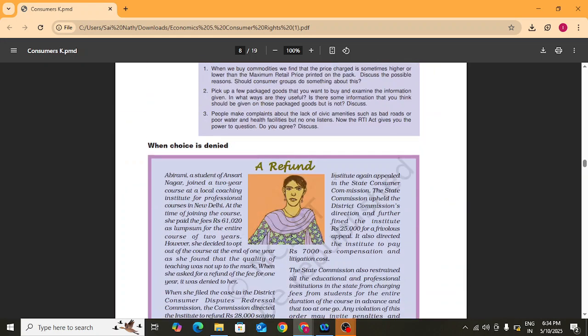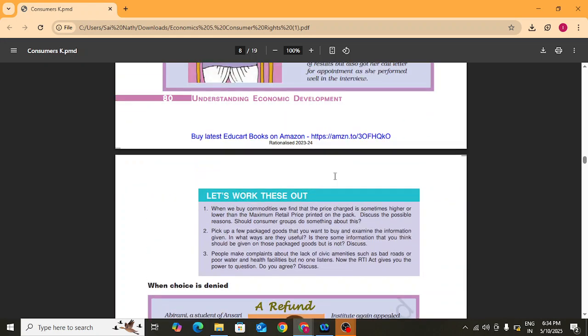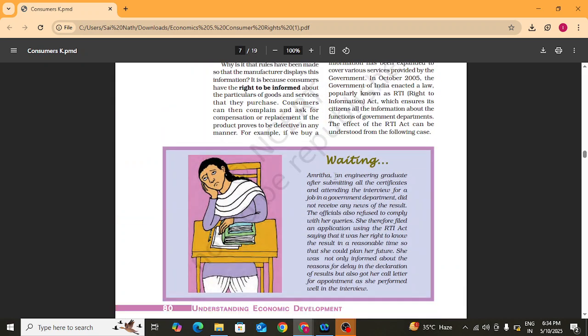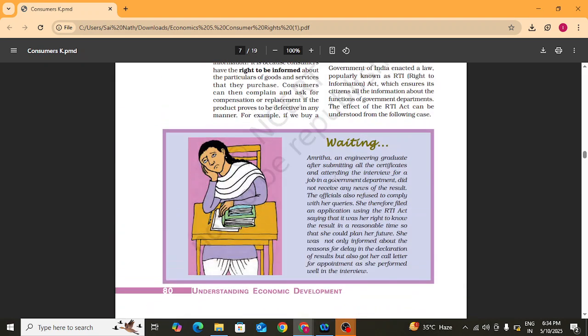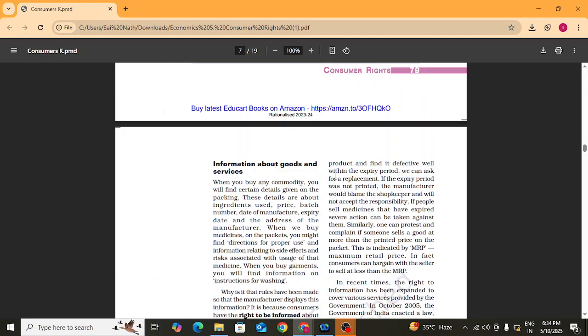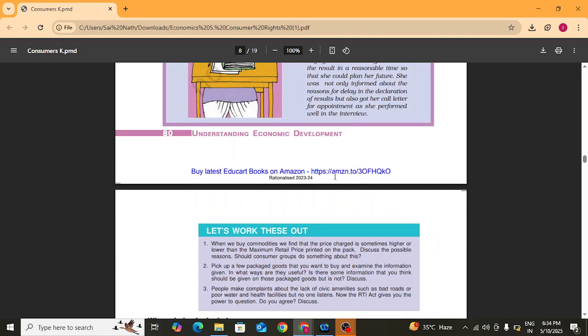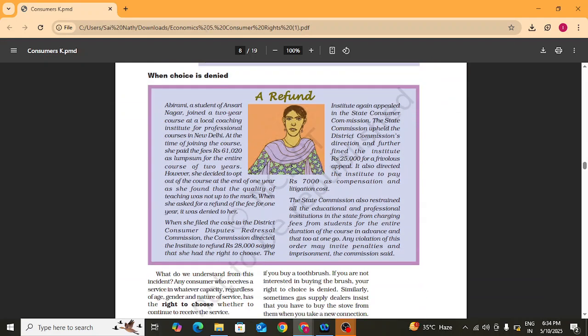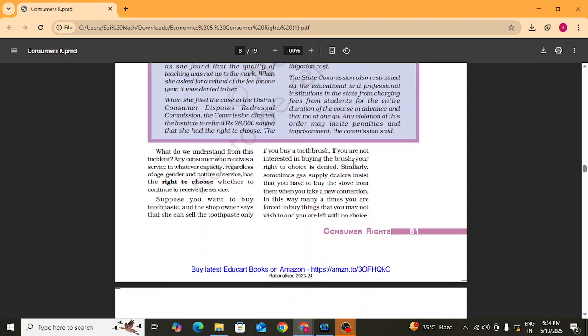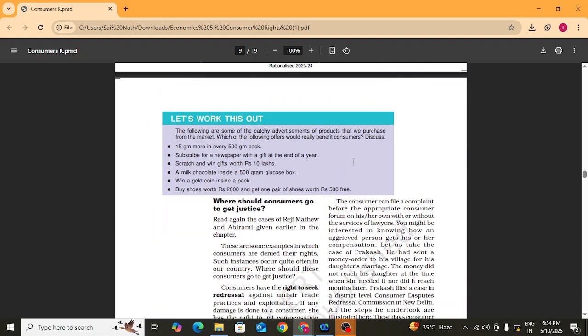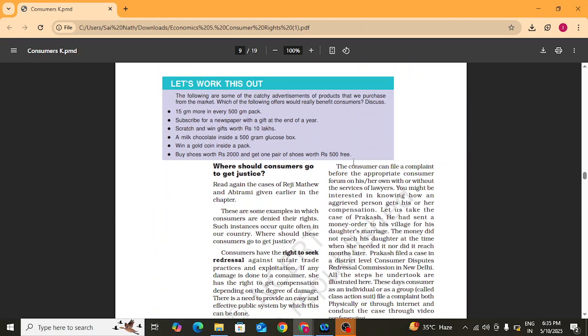Moving on, right to choose, when choice is denied. This is the right to be informed and the right to choose is here. You can read this case study. The right to choose is basically that we can choose not to buy or to buy a specific product, or buy from a specific brand. No one brand or no one person can force us to buy his or her products only.